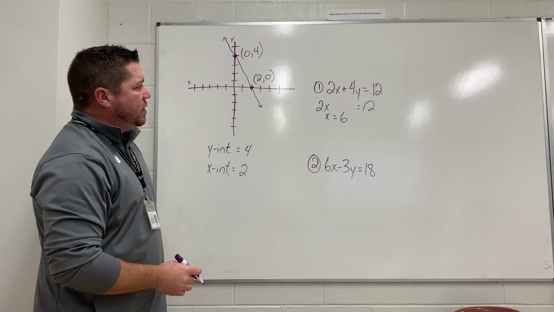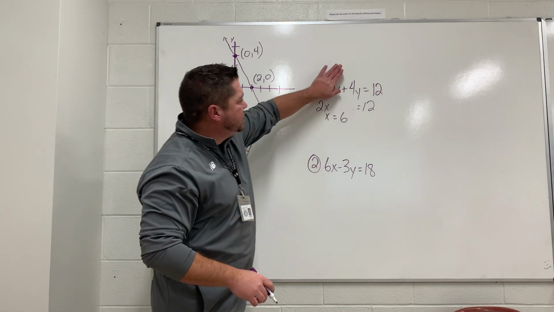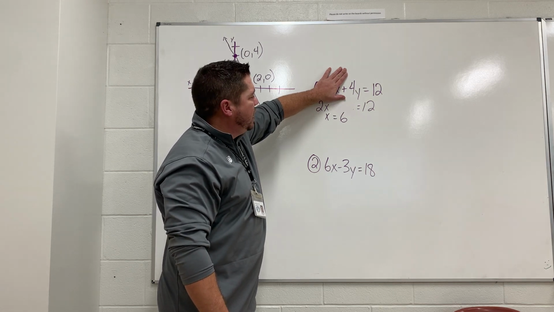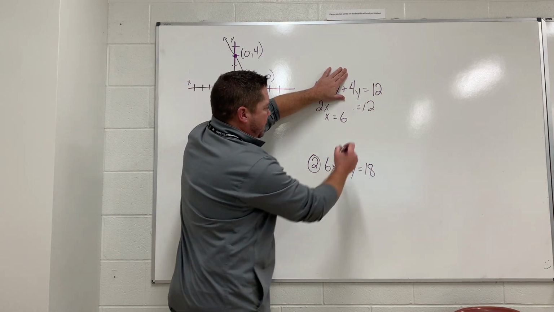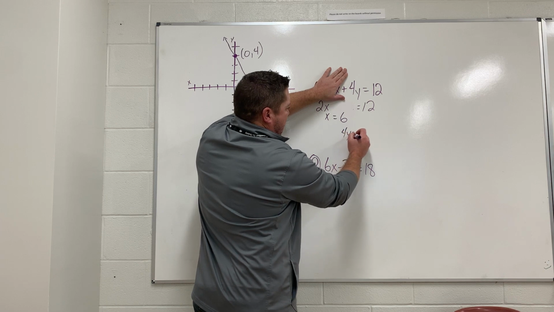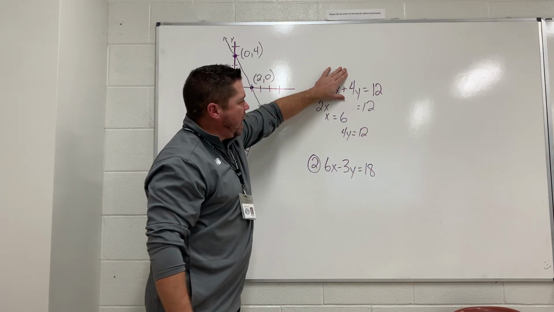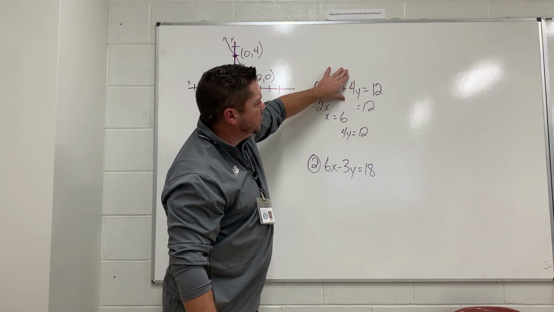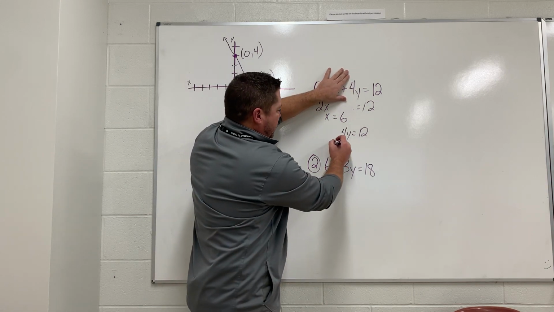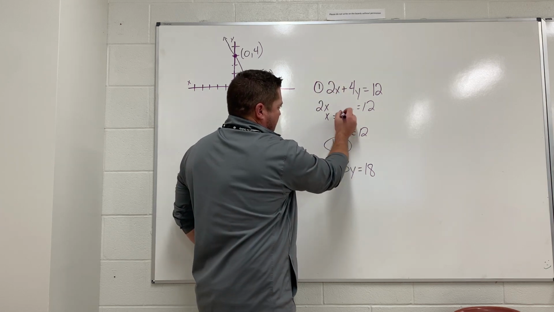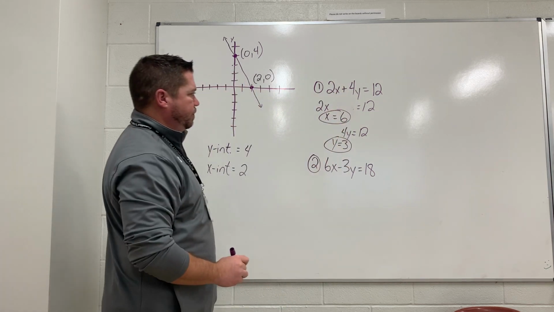We can do the same thing for the y-intercept. X is 0. The way I like to do it, I just like to cover it up. At this point, I don't even write anything down. I could say 4y equals 12, divide both sides by 4. But the way I think about it, 4 times 3 is 12. The y-intercept is 3. So there's your y and x-intercepts.